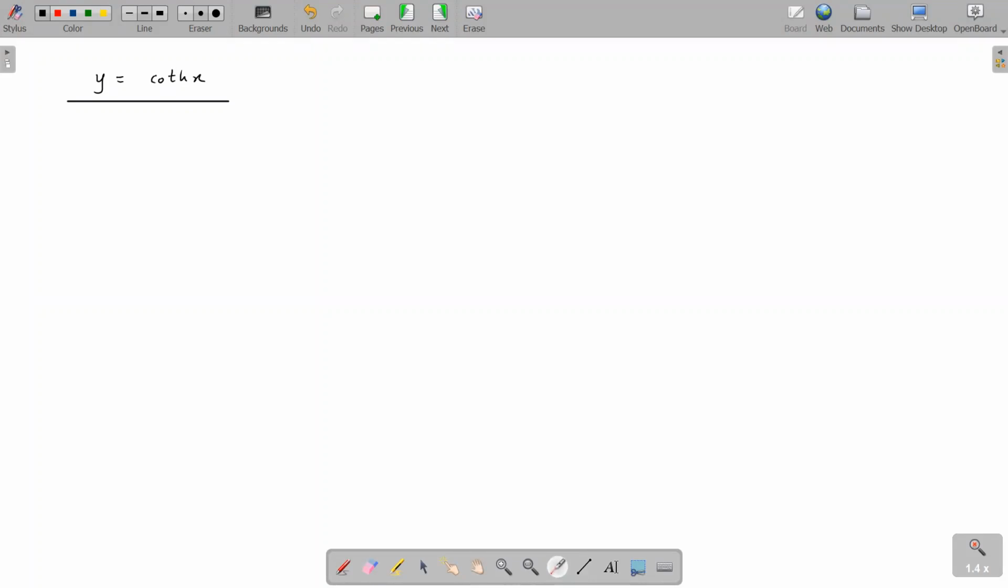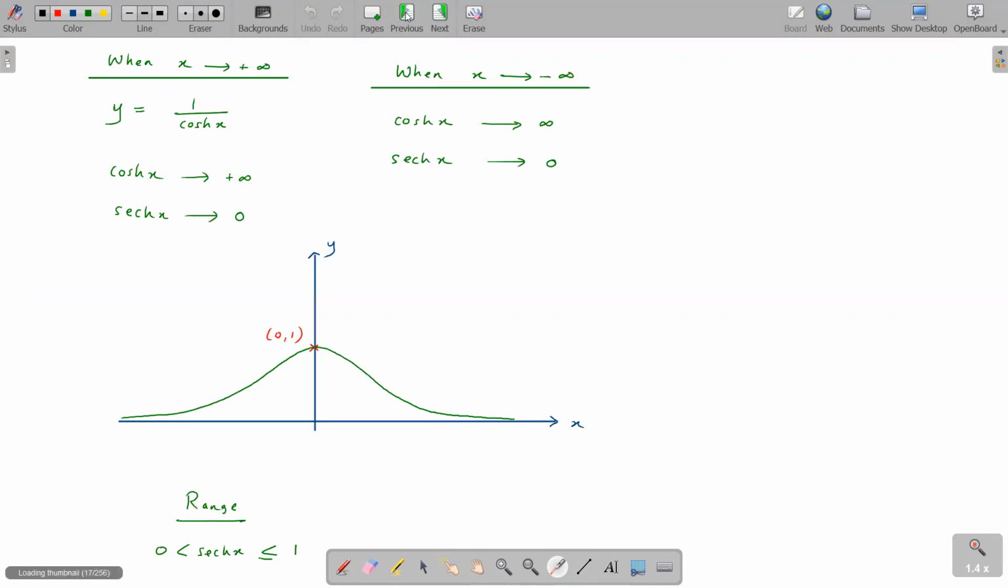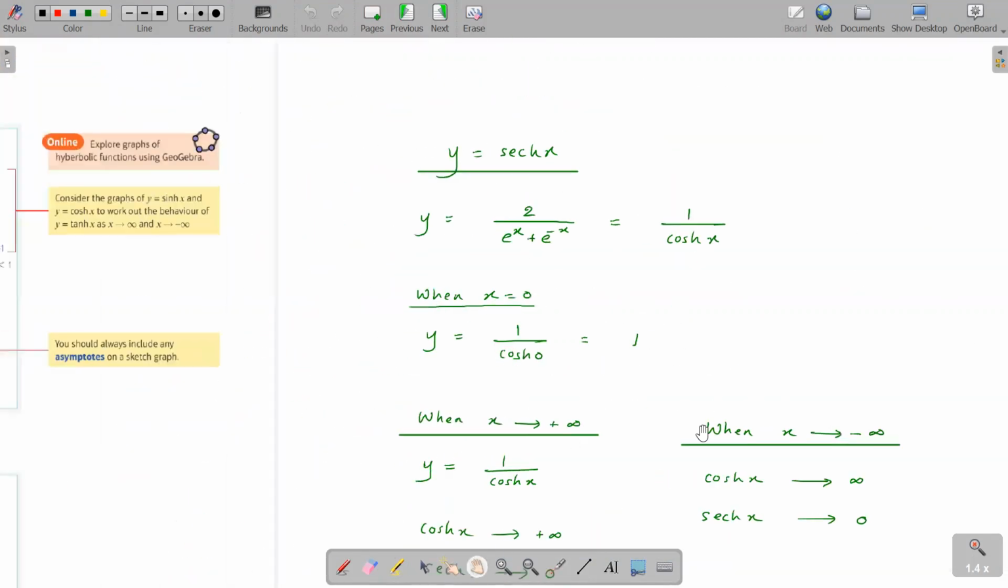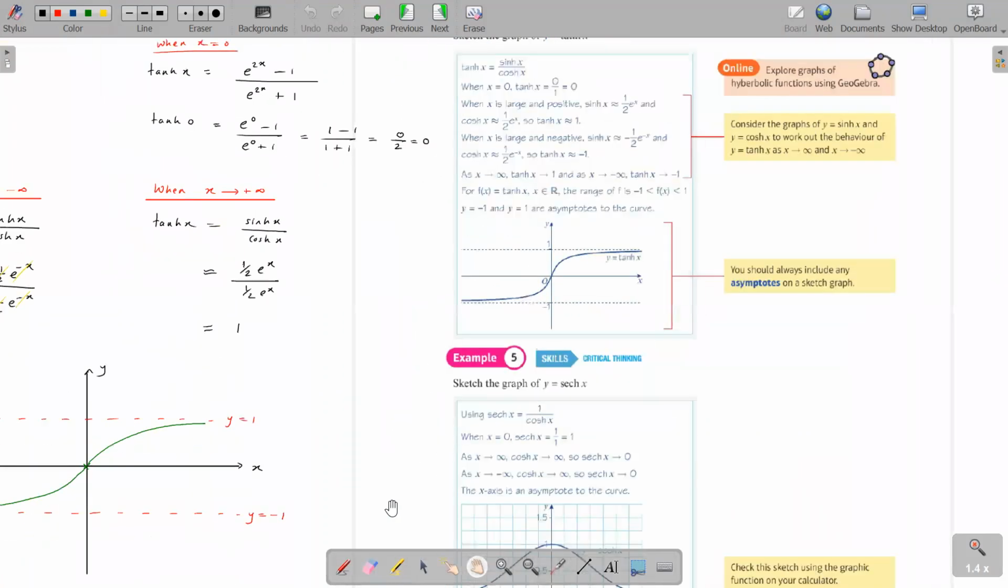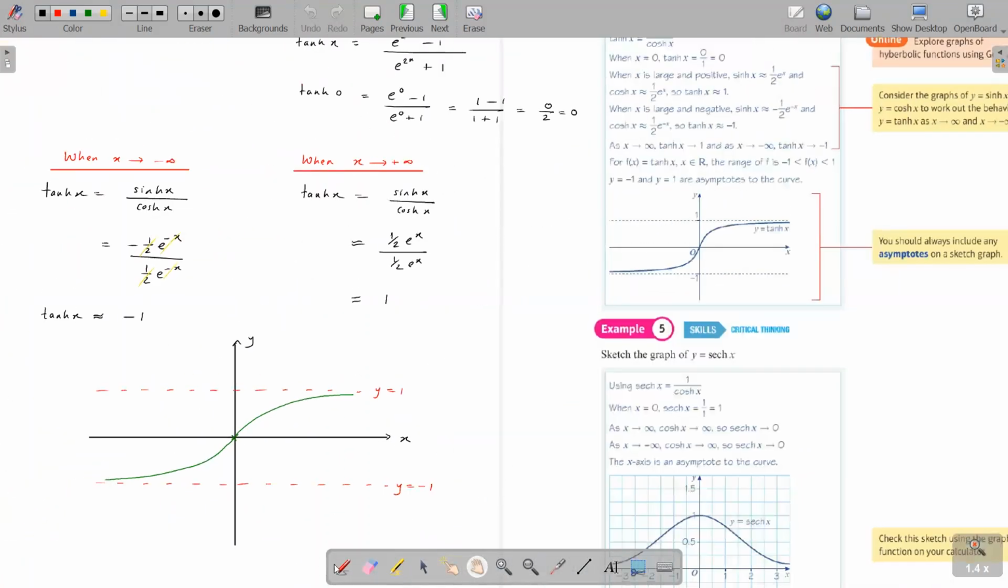All right, guys. So next we'll move on to the graph of y equals cot x. Before you move on to cot x, it's always good to have a look at the reciprocal. Now cot is the reciprocal of tangent x. So this is the original graph of y equals tangent x. Right, guys? This is what we did previously.